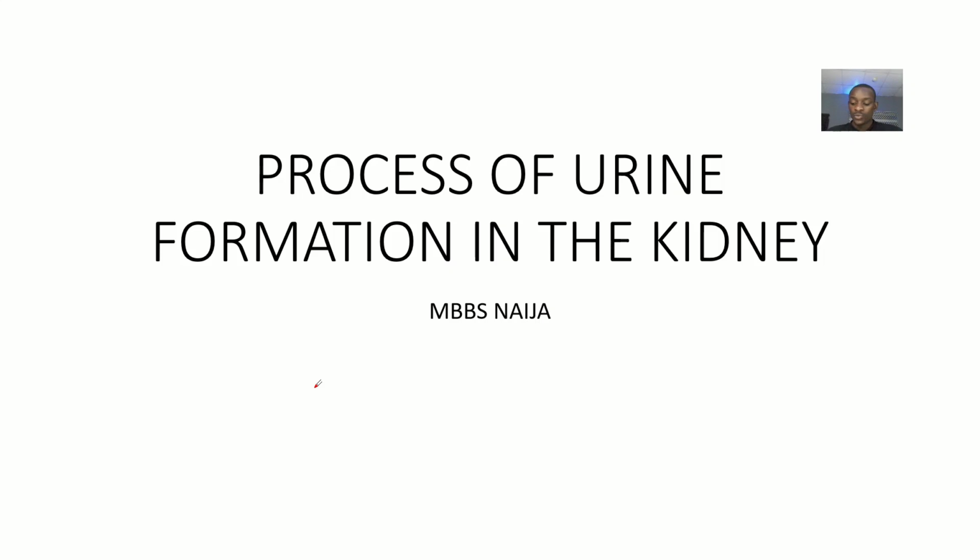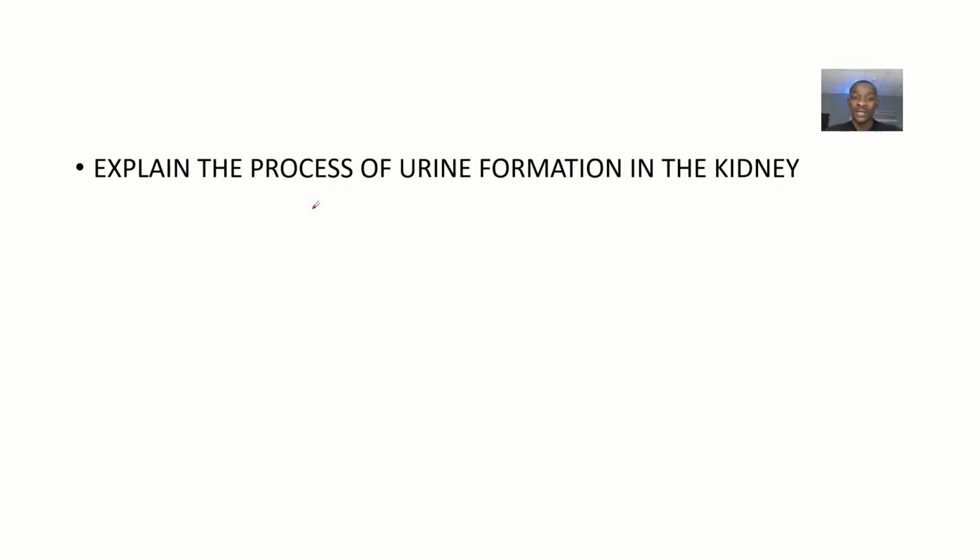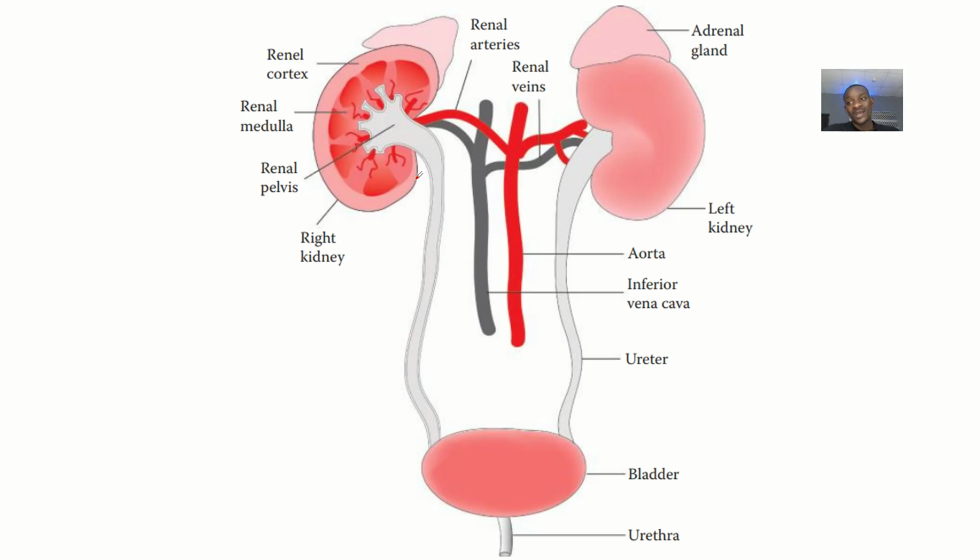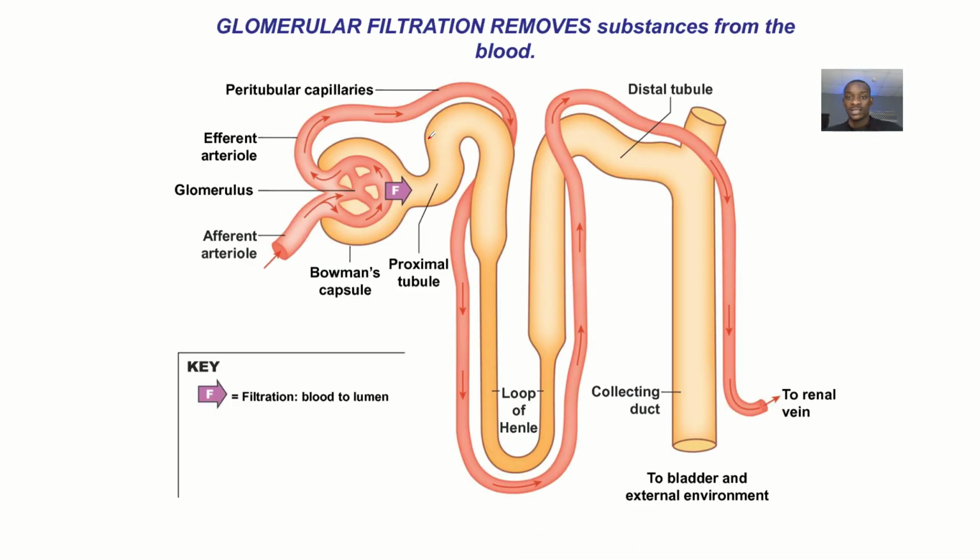In this one, students were asked to explain the process of urine formation in the kidney, and it's quite easy. I think it's about five steps. Here, they are just trying to talk about how urine is formed in the kidney.